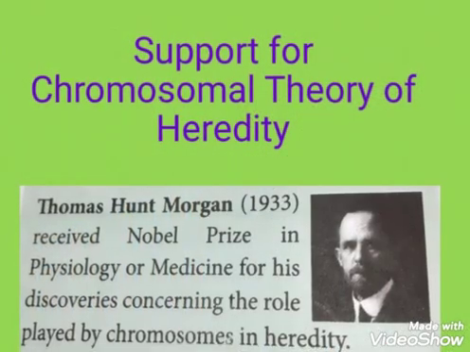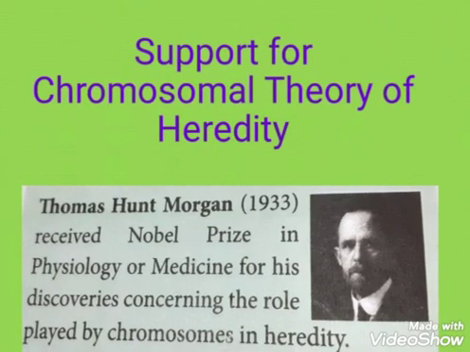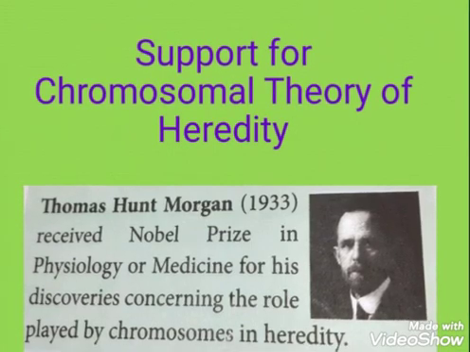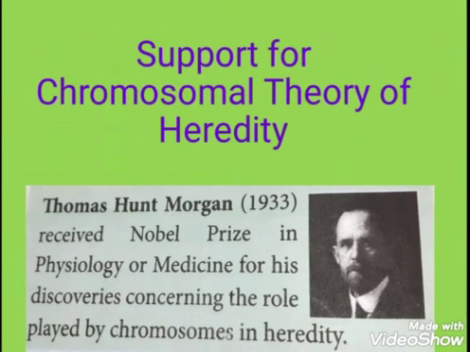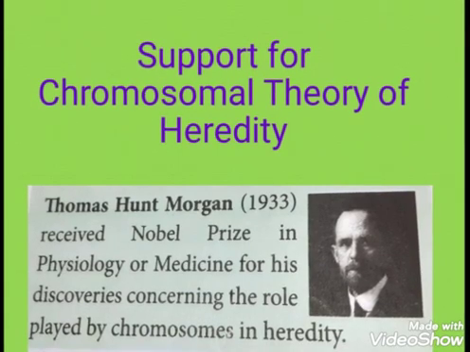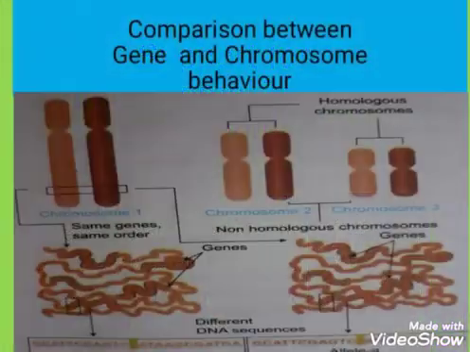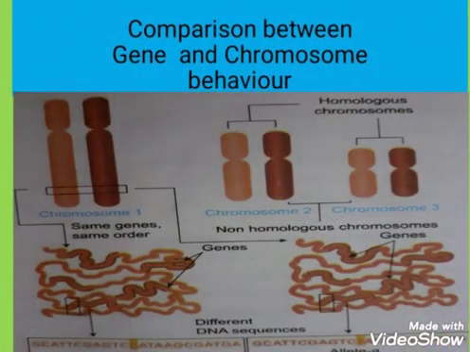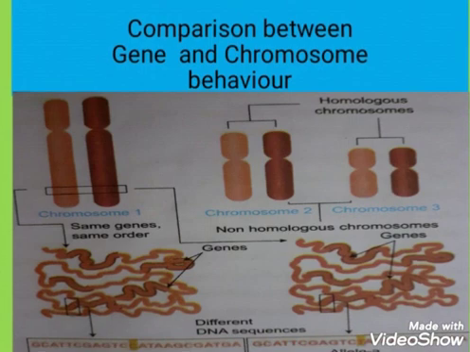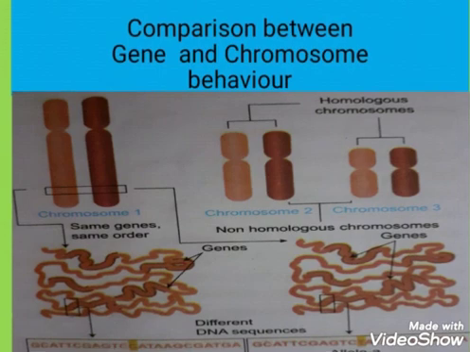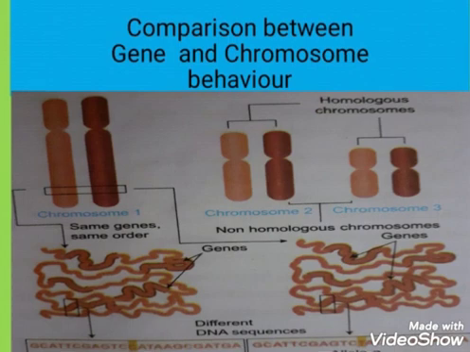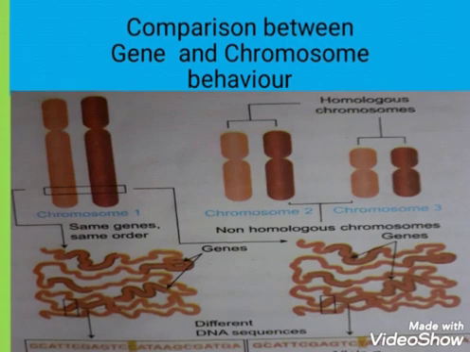Thomas Hunt Morgan in 1933 received the Nobel Prize in Physiology or Medicine for his discoveries concerning the role played by chromosomes in heredity. The comparison between gene and chromosome behavior is given in your text. Around the 20th century, cytologists established that generally the total number of chromosomes is constant in all cells of a species. And many organisms and the number of chromosomes present in those organisms are also given in your textbook.